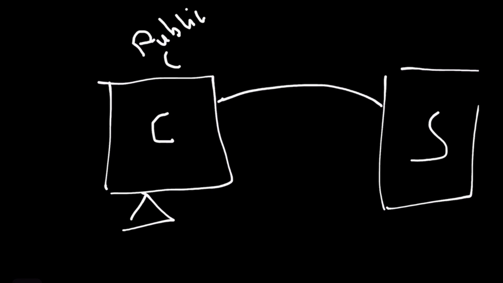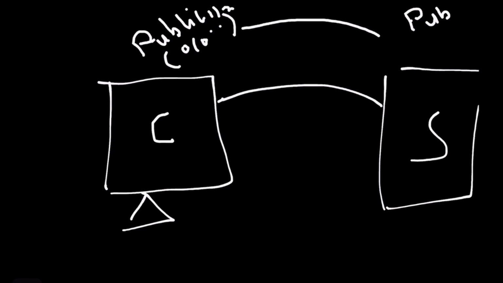Then you will send the message to the server. So right now the server has a public key that was used to encrypt the message, and you also have a private key that you can use to decrypt the message. You have the private key. So the server will send its public key to the client.